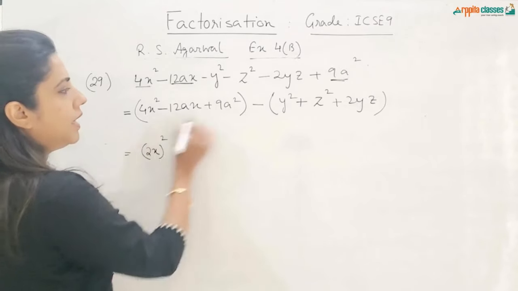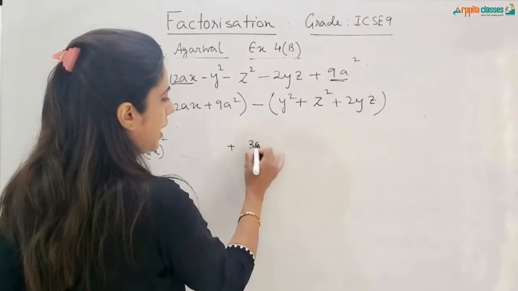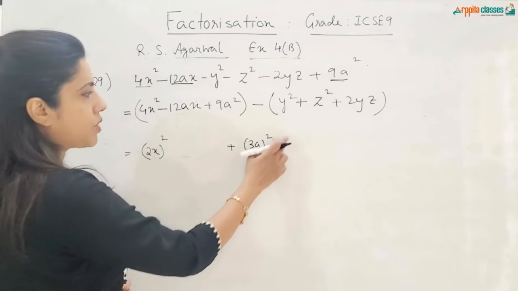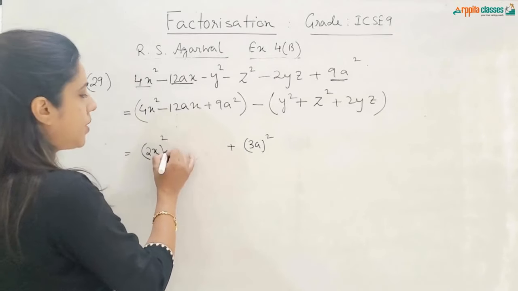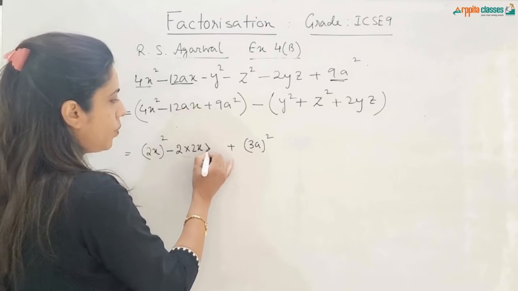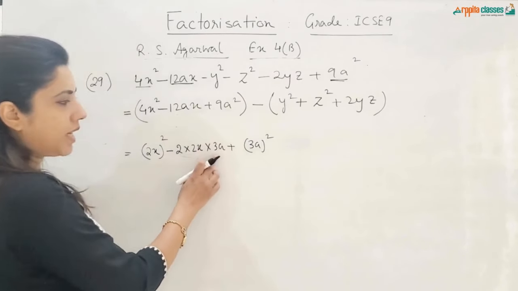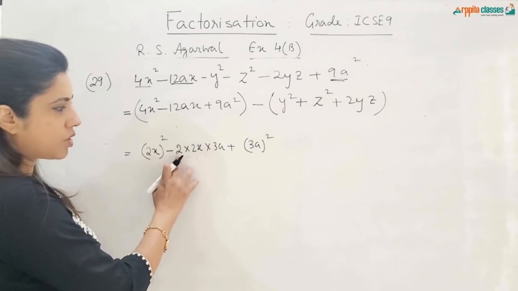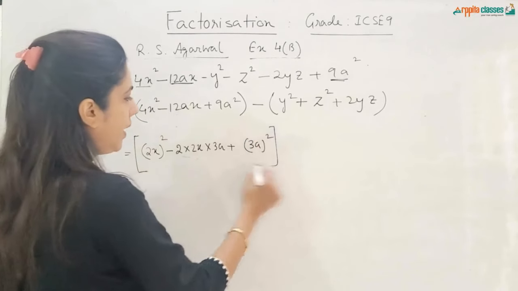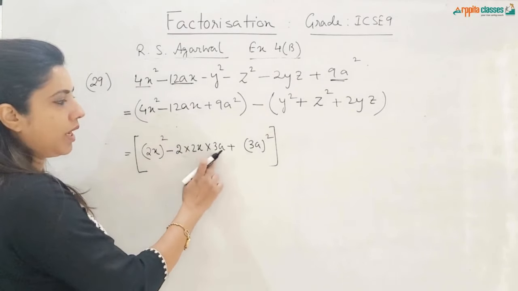2x square. 9a square means it is 3a whole square. So I got my a and b. a square plus b square. In between there is a minus sign, so I'll write minus 2ab. So minus 2 into my a, which is 2x, and b, which is 3a. So I can clearly see 3 2's are 6, 2's are 12ax. So I got it. Okay. So this is a perfect square: a square minus 2ab plus b square.